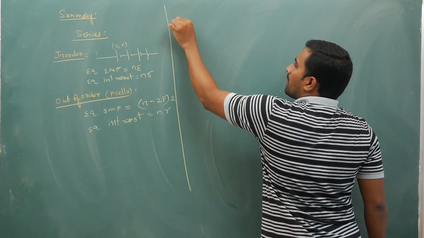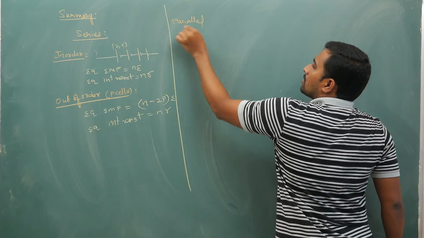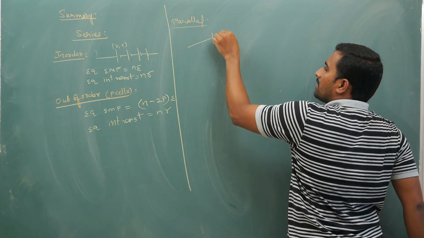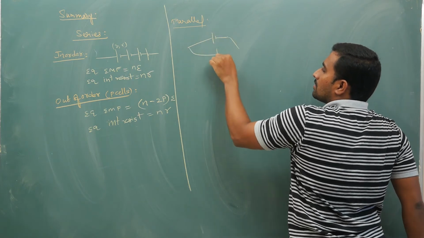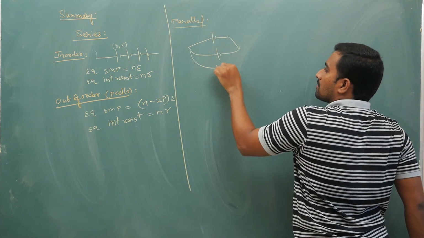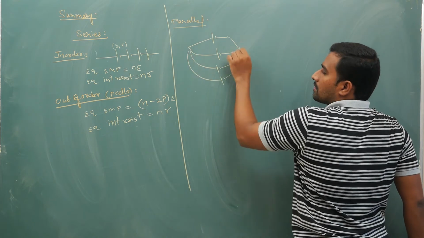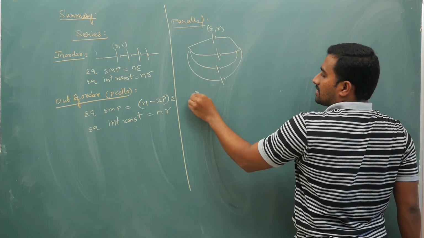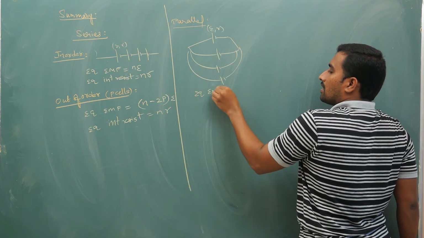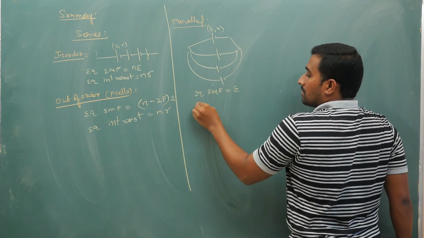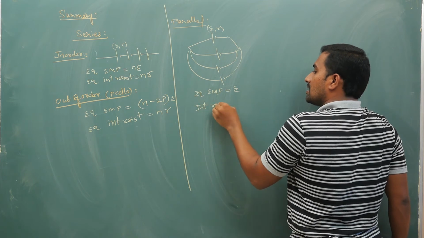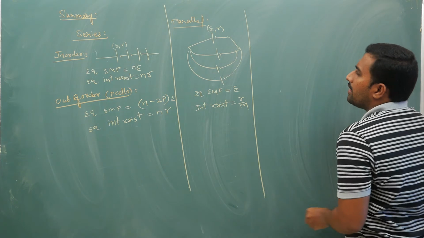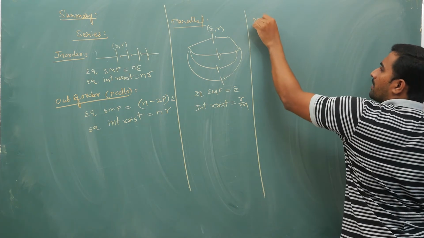Now coming to the parallel part. When you are connecting identical cells in parallel like this, your EMF is E, internal resistance is R. In this case your equivalent EMF is E, internal resistance is R by M. Right. Next coming to mixed grouping.